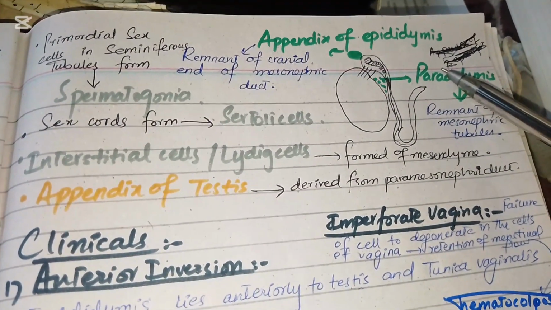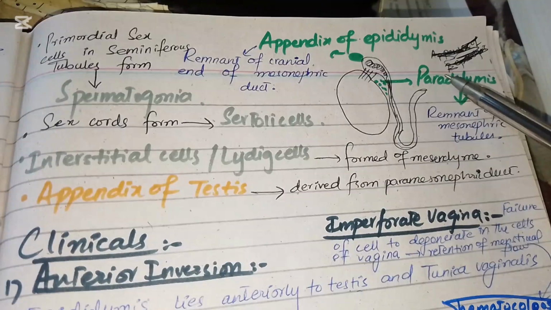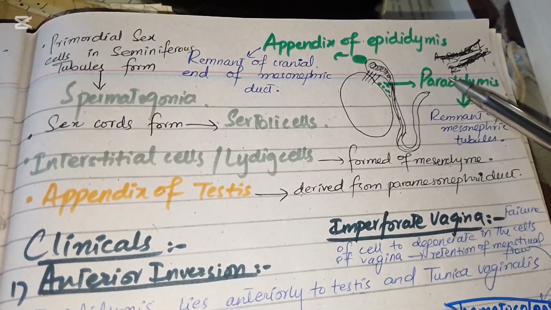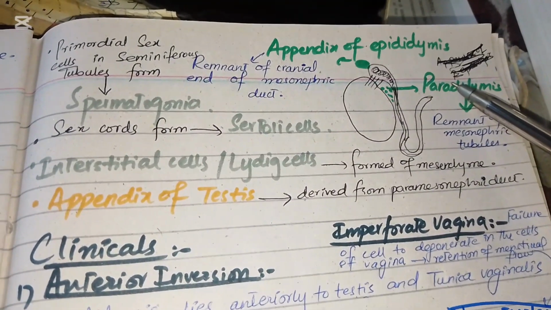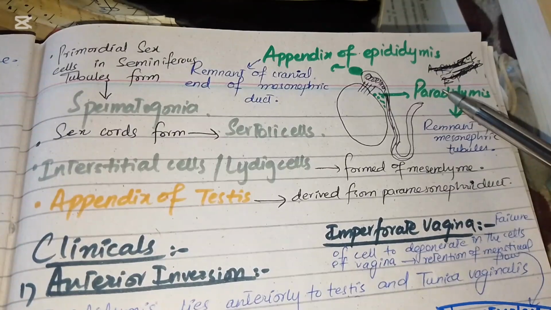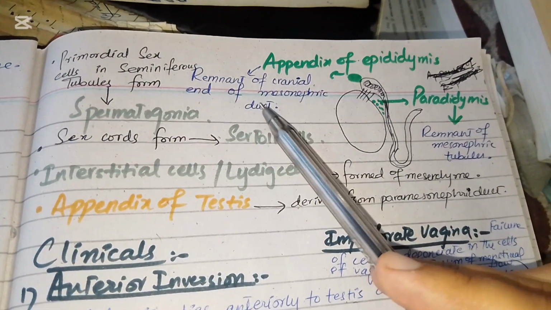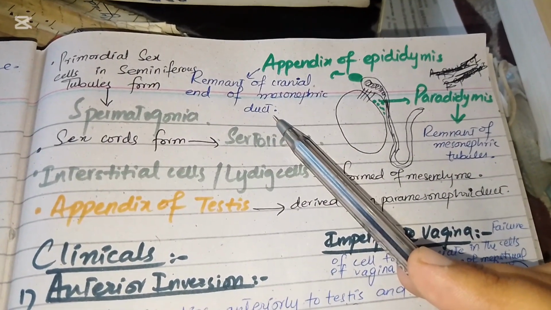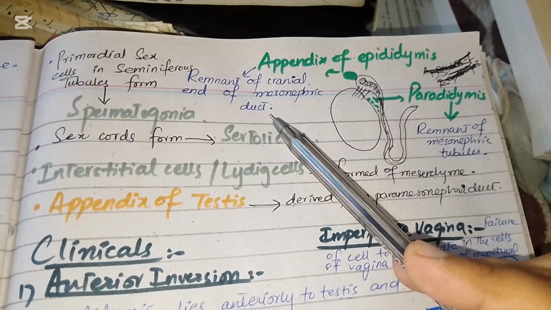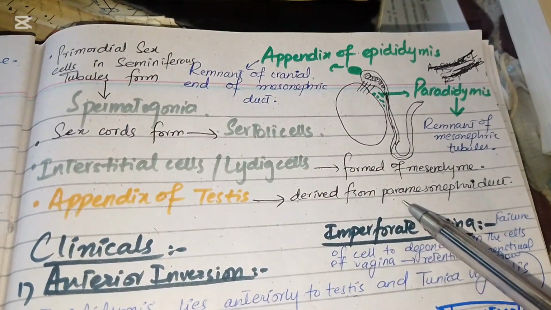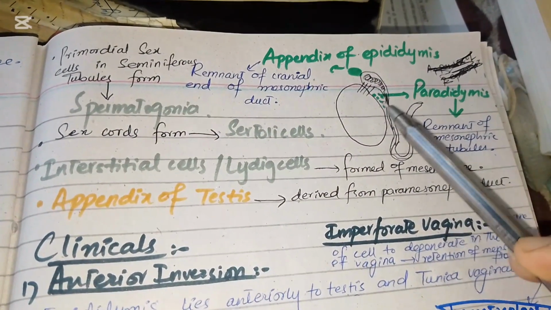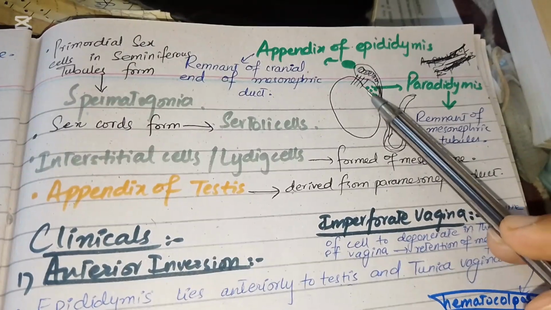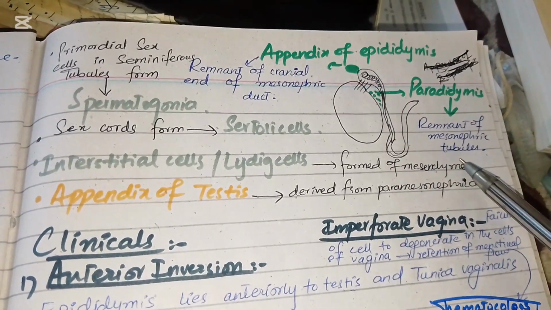There are some structures that have no role, but they are present as remnants. These are the appendix of the epididymis and the appendix of the testes. The appendix of the epididymis is the remnant of the cranial end of the mesonephric duct, and the appendix of the testes is derived from the paramesonephric duct. The paradidymis is another structure present here. It is a remnant of the mesonephric tubules.